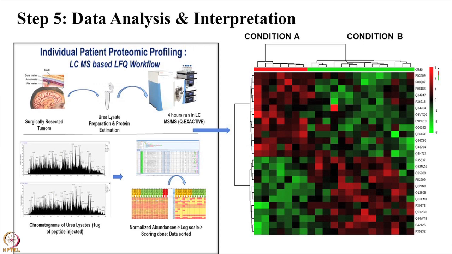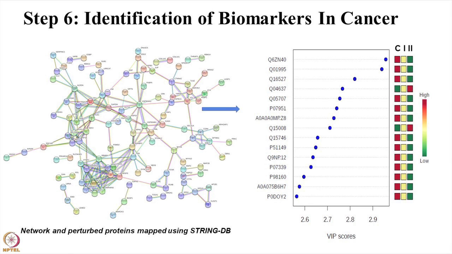So after the data mining, what you are actually looking for is something like this, wherein you can see a clear difference between condition A and condition B. As you can see, there is a signature list of proteins which are highly abundant in condition A, and a signature list of proteins which are highly abundant in condition B. These are indicative of the actual biological changes that are happening in the patient sample. Furthermore, you can do data curation and network analysis using several bioinformatics software like StringDB, MetaboAnalyst, etc.